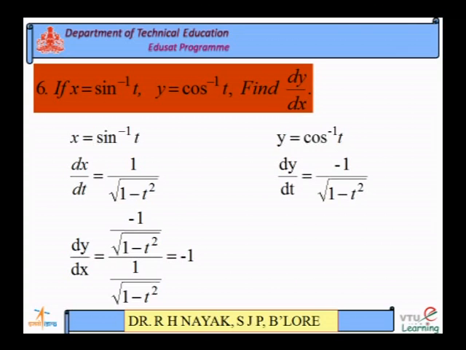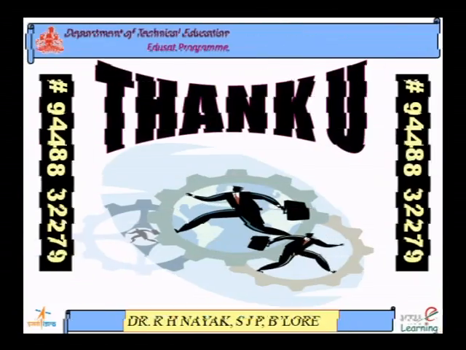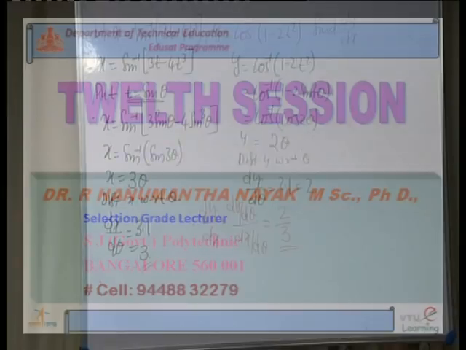Therefore, dy by dx is equal to dy by dt divided by dx by dt. dy by dt is minus 1 by root of 1 minus t square, and dx by dt is 1 by root of 1 minus x square. Both root of 1 minus t square get cancelled. You will get minus 1 divided by 1. That is our answer for that question.